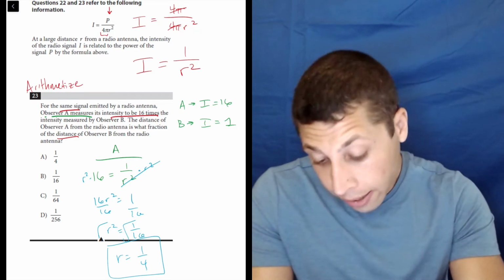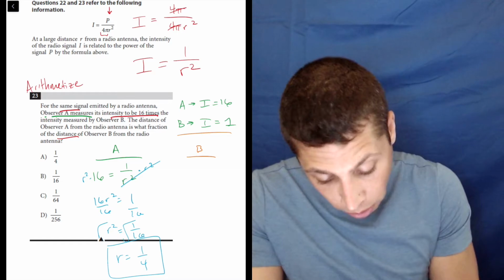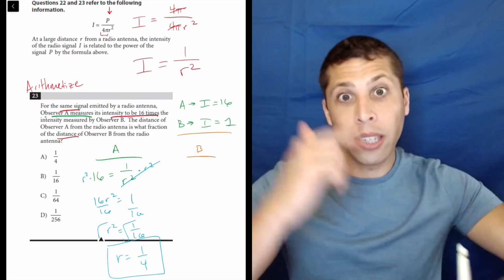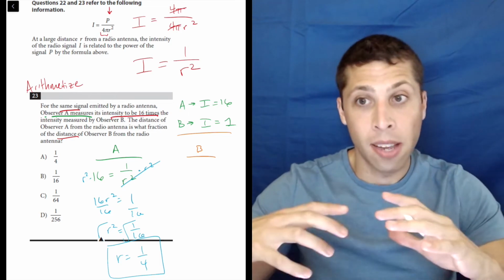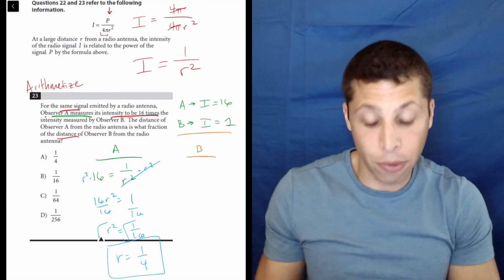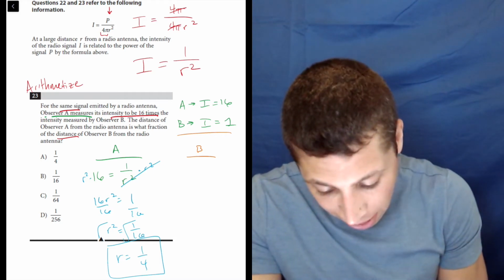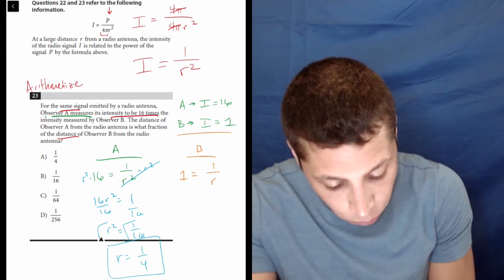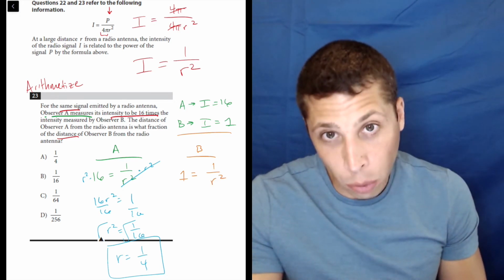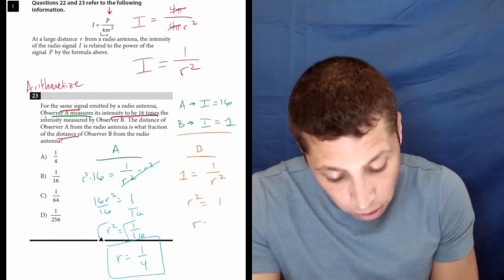Now, technically, I do still need to finish the job here with B and just make sure that the relationship is 1/4, because I don't know the actual value of the radius at B yet. I mean, I kind of do because I know what numbers I picked, but if we put 1 in for the I here and have 1 over R squared, we can very quickly see that R squared is 1, so R is 1.